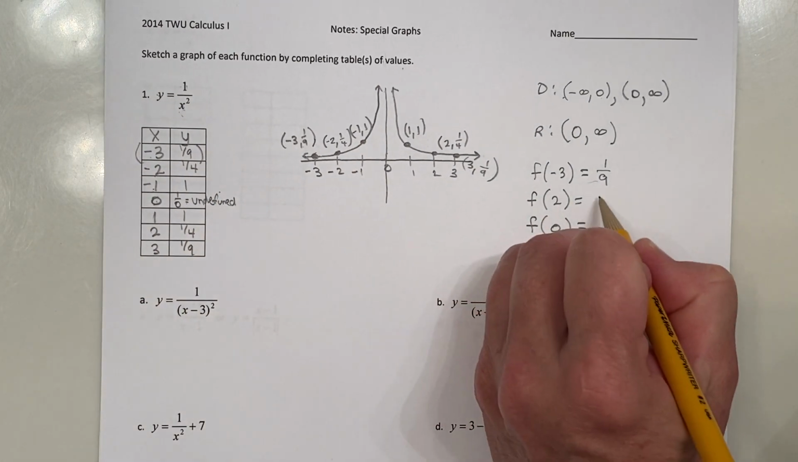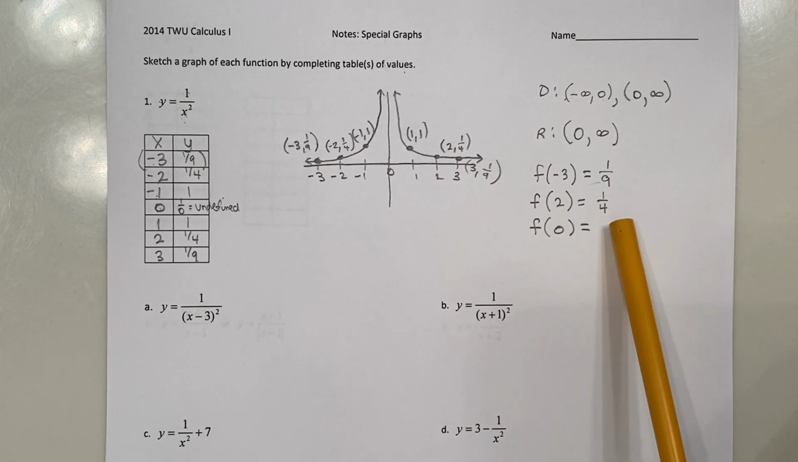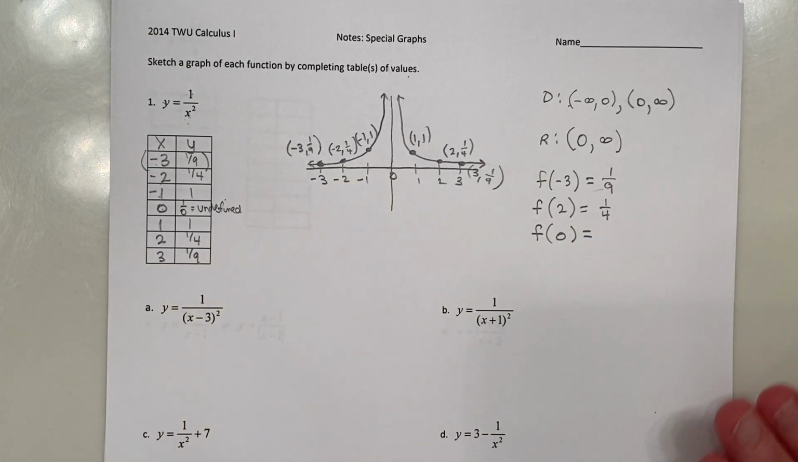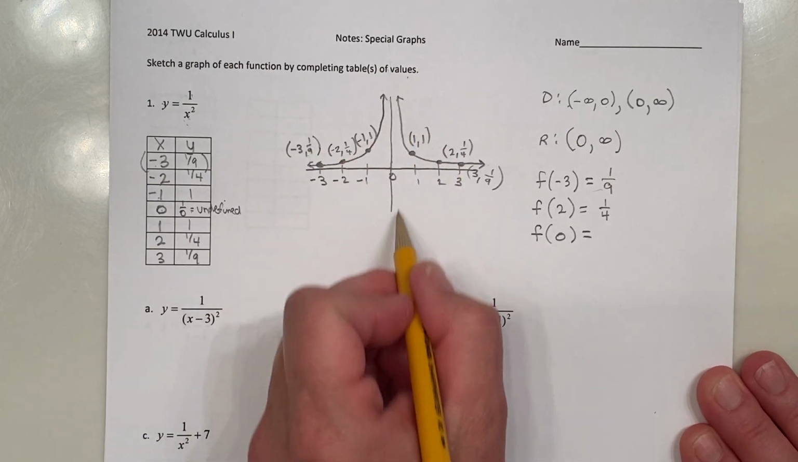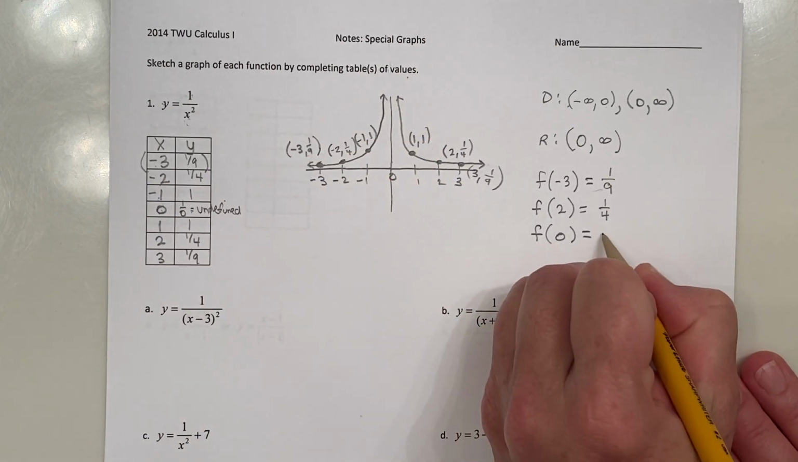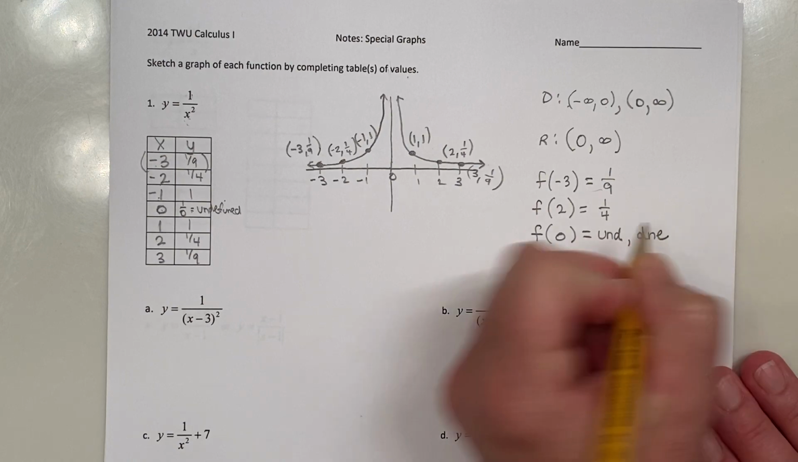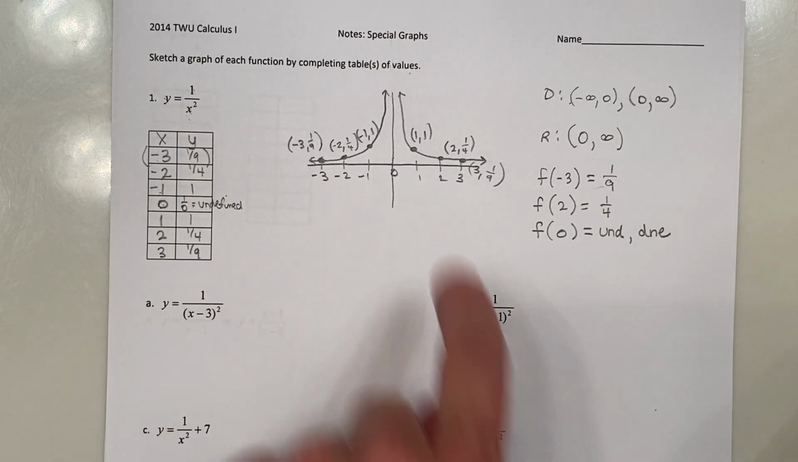F of 2, we already have it, is 1/4. So the ordered pair that's represented by this function notation is 2, 1/4, which is what we graphed. F of 0, well, there is no output value. There is no y when x is 0, so we just call this undefined. Some would say does not exist. Both are acceptable. So study your parent function, look at it, look at the equation that determines that parent function.